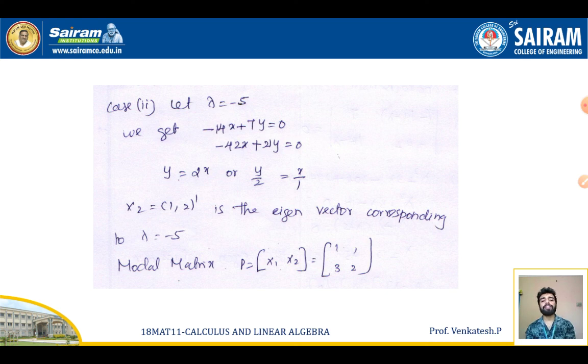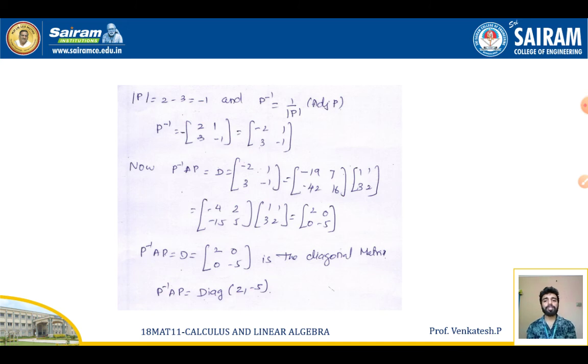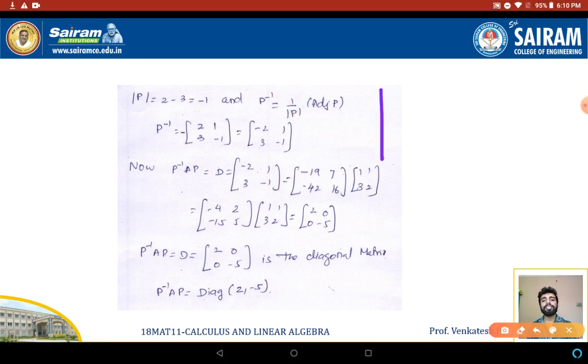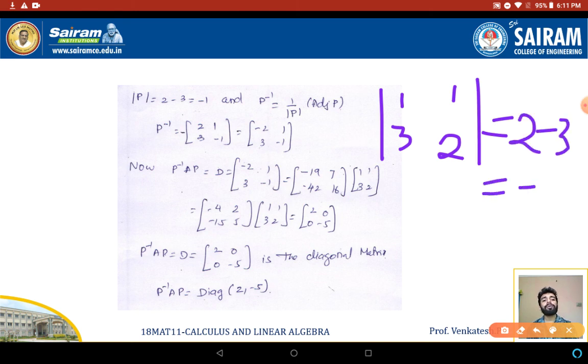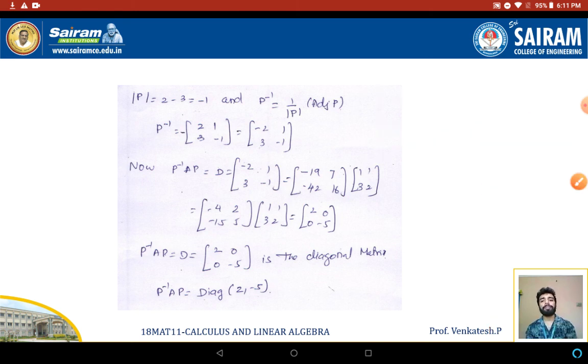Once we got the eigenvectors, we have to frame the modal matrix. The modal matrix is given by P is equal to x1, x2. We have to enter both the eigenvectors column-wise. So I'll be getting 1, 3, 1, 2 as the modal matrix here. Once after finding the modal matrix, we have to find the P inverse. The formula for P inverse is equal to 1 by determinant P into adjoint P. First let me find the determinant P value. It is given by 1, 3, 1, 2. Expanding this, I'll be getting what? 2 minus 3. Answer will be equal to minus 1. So the value of the determinant P will be equal to minus 1.